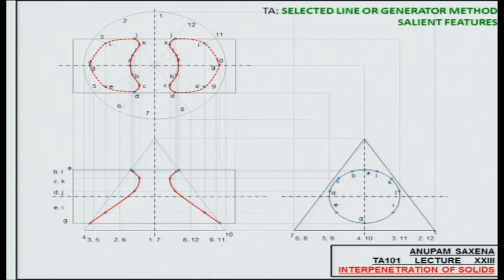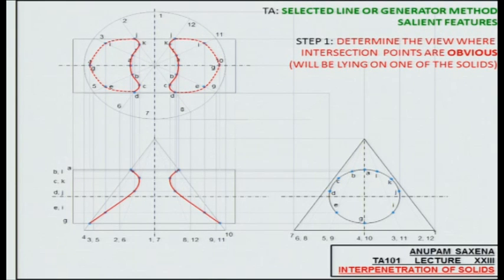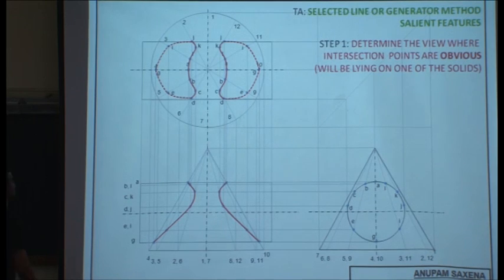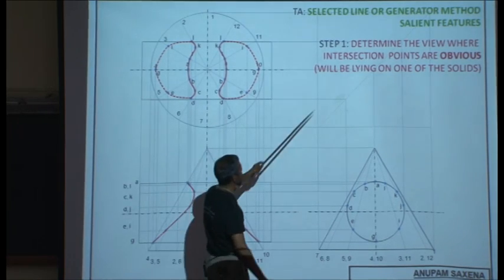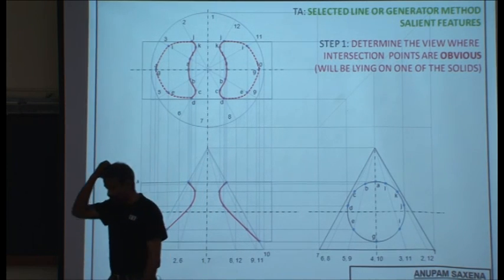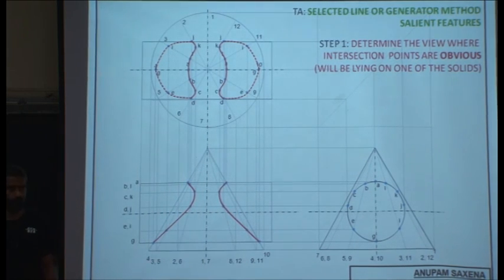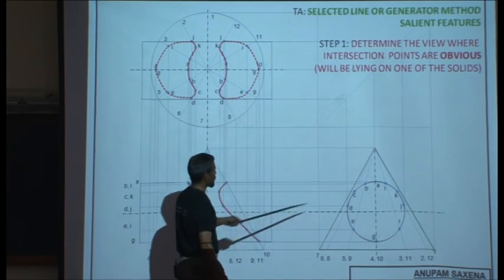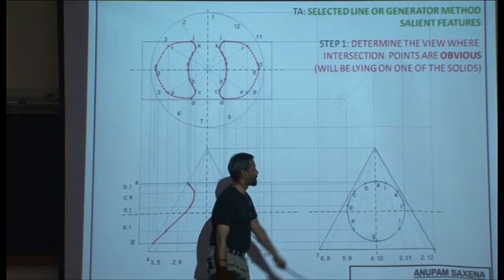Okay, important points or salient features. Step one, that's something which is critical. You have to figure out the view where the intersection points are obvious. The way to figure that out is to figure if the intersection points are going to be lying on one of the solids. Look at the front view, look at the top view, and look at the profile view, and you will figure that your intersection points will be lying on this circle in the profile view.